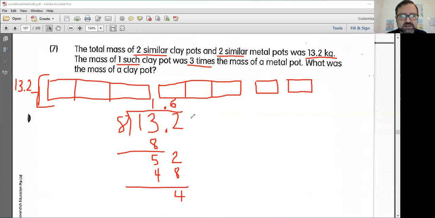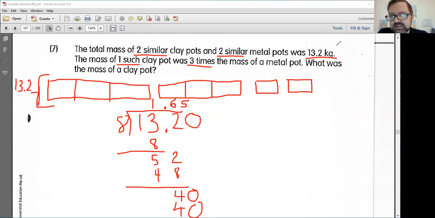And then what am I going to do here? Once again, I can always add more zeros. And hey, look at that. 8 times 5 is 40. And then this should end up being 0 at the end here. All right, so we have 1.65. What does that mean?